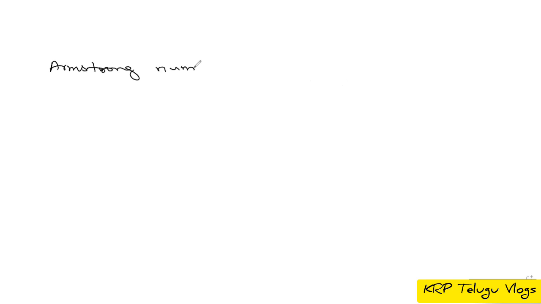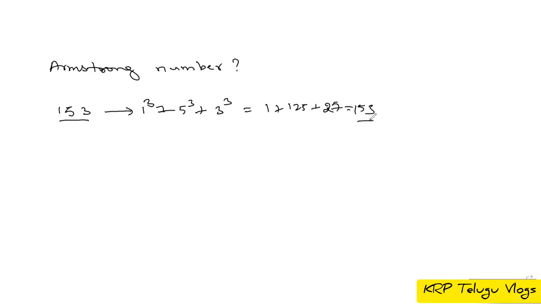What is an Armstrong number? If I take 153, there are 3 digits. 3 digits means cube, 2 digits means square, and 4 digits means power 4. So 1 power 3 plus 5 power 3 plus 3 power 3. You know how to do power value. So it is 1 plus 125 plus 27, which is 153.